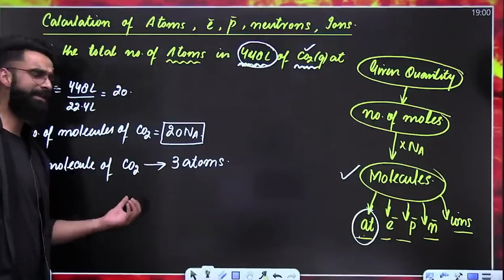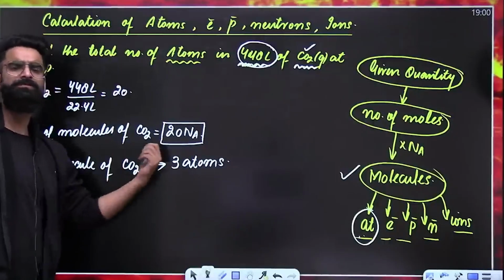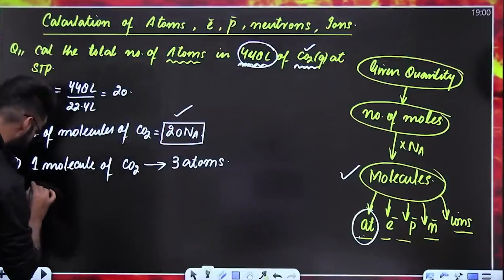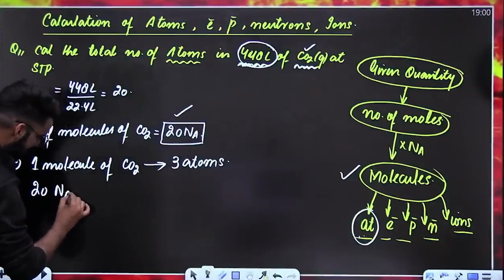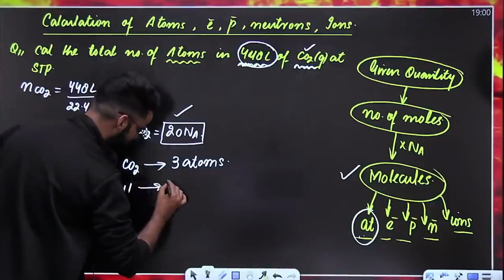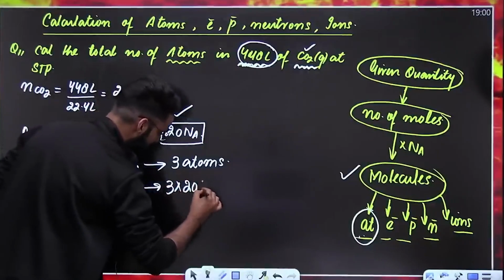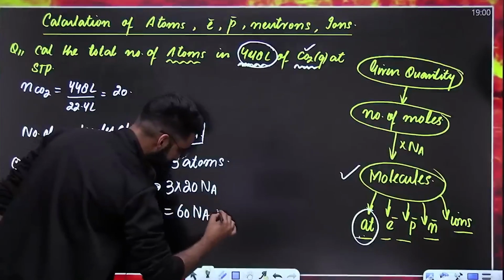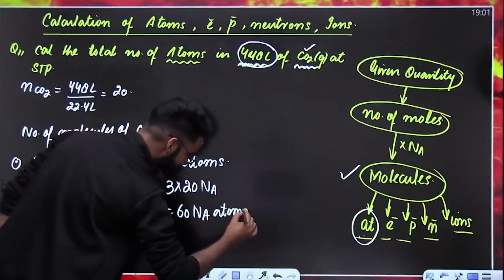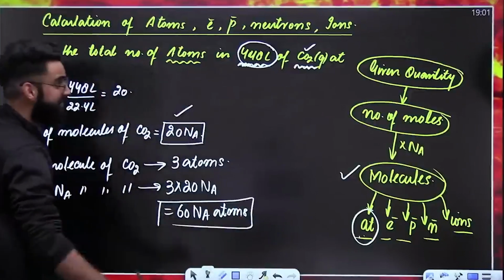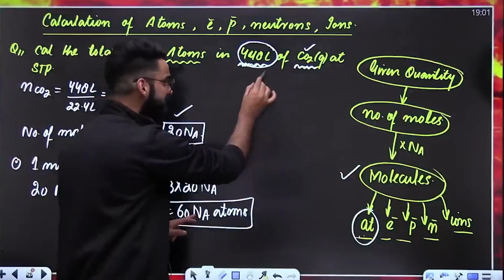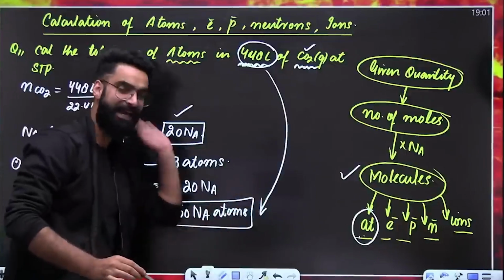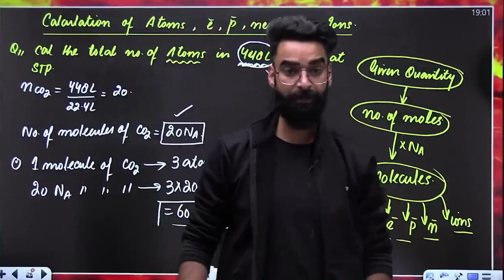2 molecules of carbon dioxide, multiplied by 2. 3 molecules, multiplied by 3. 4 molecules, multiplied by 4. How many molecules do we have? 20 Na. So 20 Na molecules of carbon dioxide will contain 3 multiplied by 20 Na atoms. So in total, you are getting 60 Na atoms. Can I say 448 liters of carbon dioxide will contain in total 60 Na atoms? That's something which I was supposed to calculate.